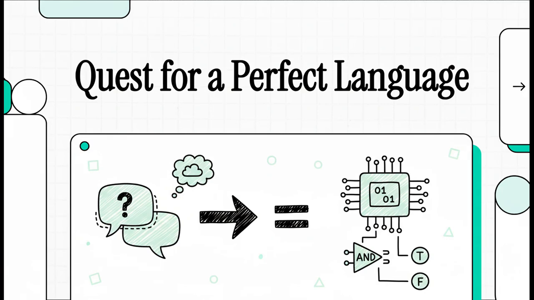Welcome to The Explainer. Today, we are going on a quest. We're going to try and build a perfect language. Not one with fancier words, but a language that has absolutely zero ambiguity, one that's mathematically precise. We're diving into the world of propositional logic.